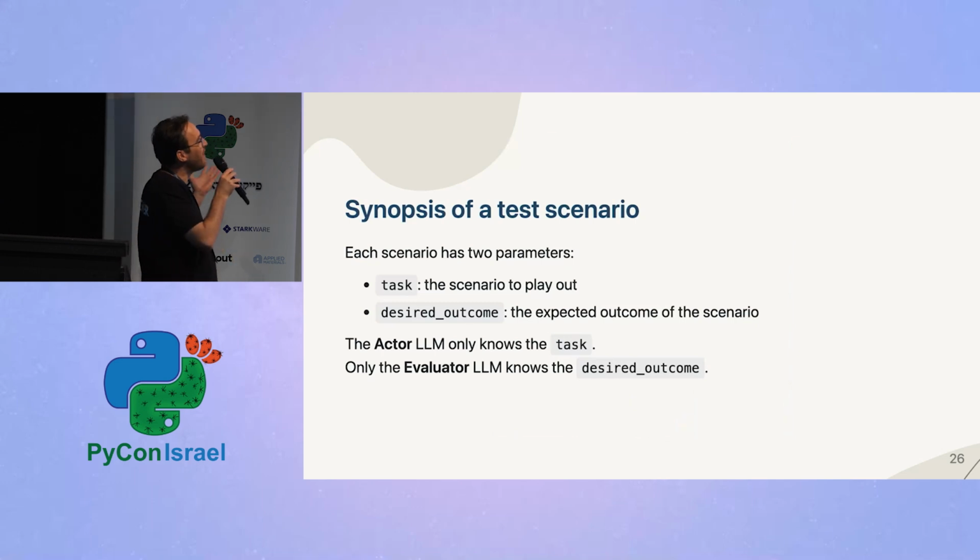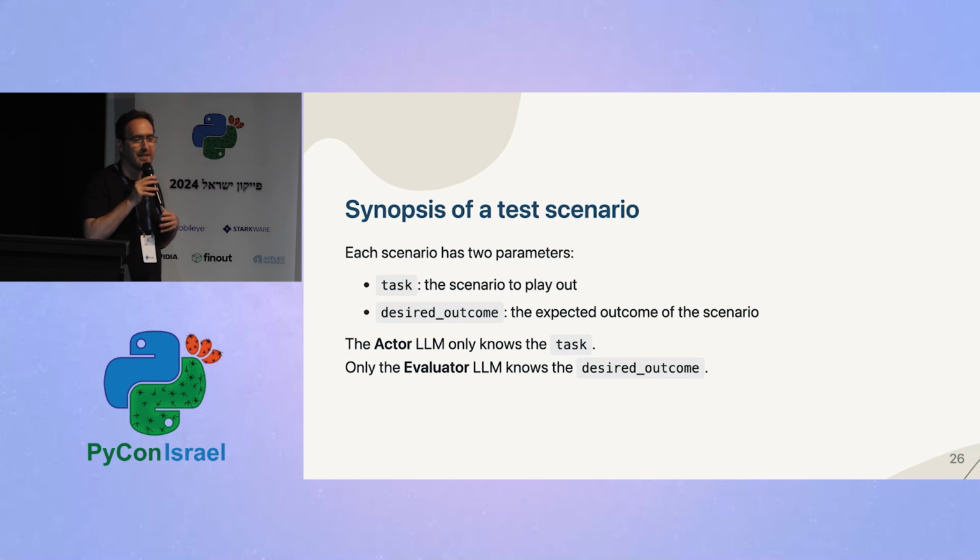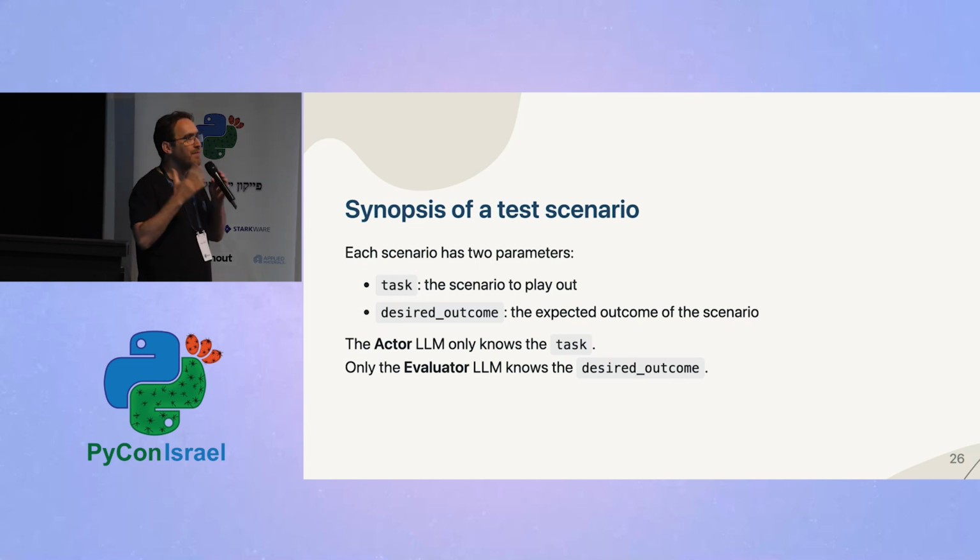Okay, so each scenario has two parameters. It has the task, okay? That's sort of the instructions to the actor. What do you need to do? You're supposed to be a user that just orders a regular pizza. You're supposed to be an annoying person. You're supposed to be someone who constantly changes his mind. You could just ask the guy, what's the capital of France? This is the task. And then we have the desired outcome.